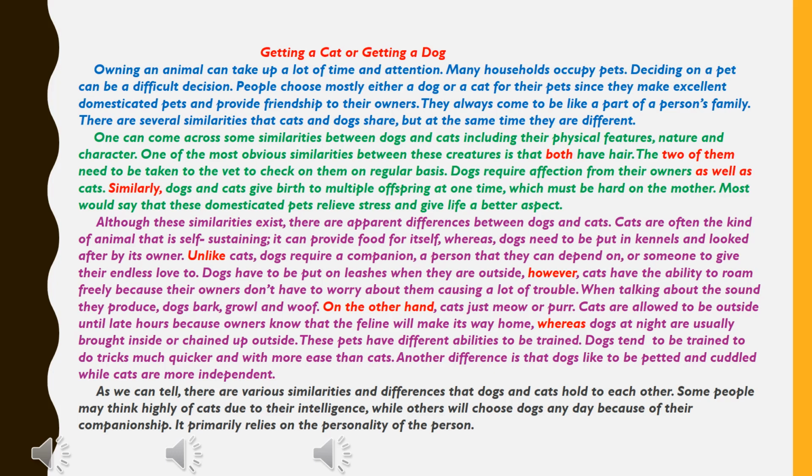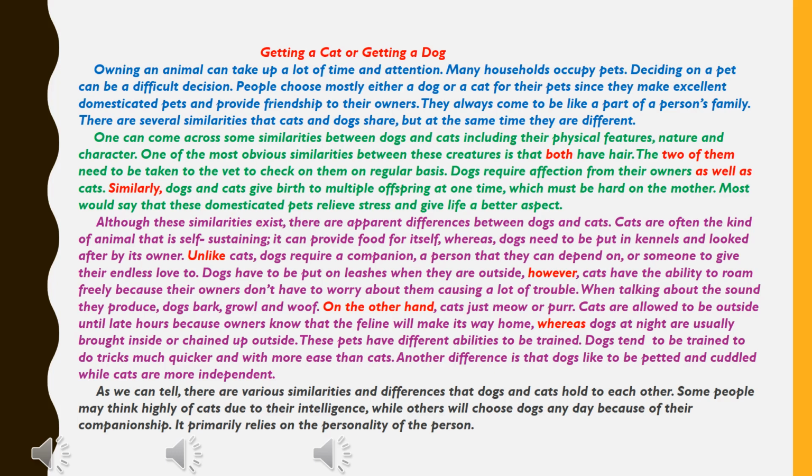Dogs require affection from their owners as well as cats. Similarly, dogs and cats give birth to multiple offspring at one time, which must be hard on the mother. Most would say that these domesticated pets relieve stress and give life a better aspect. Although these similarities exist, there are apparent differences between dogs and cats.